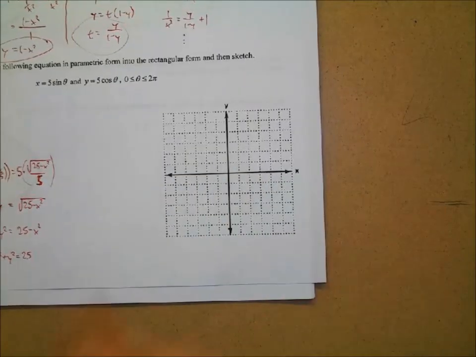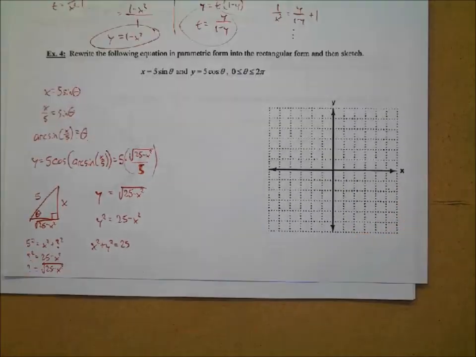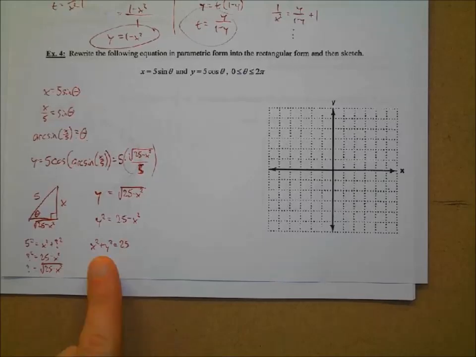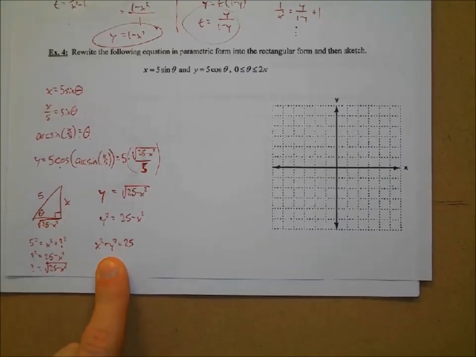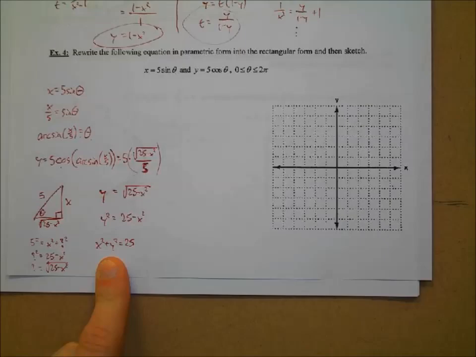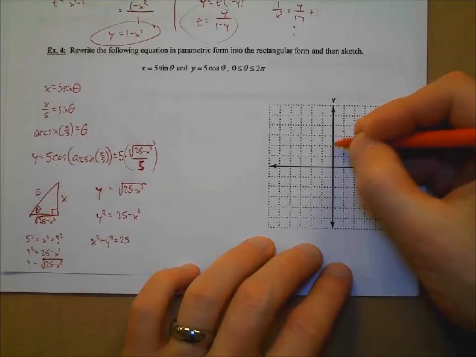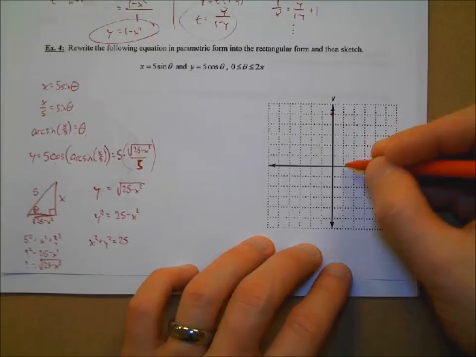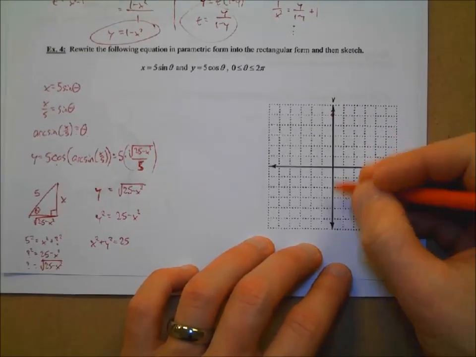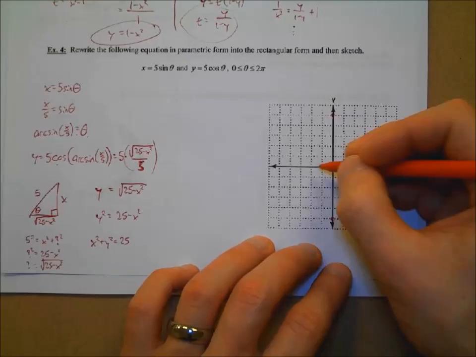All right, so let's go here now and graph this. It's a circle with center where? At the origin, with radius? 5. Very good. Remember, that's r squared. Okay, 1, 2, 3, 4, 5 in each direction.